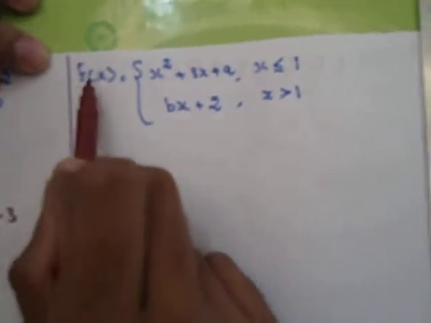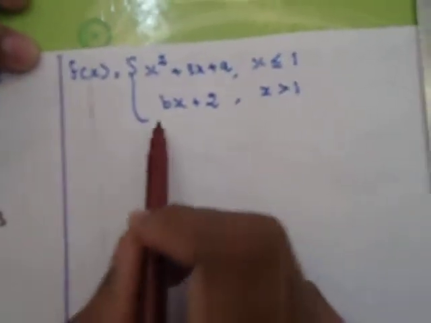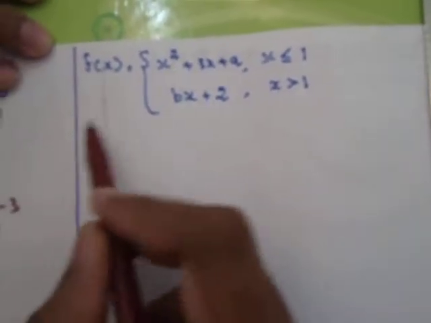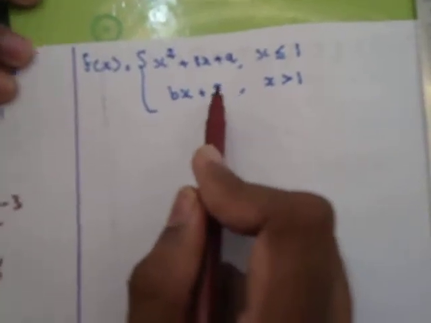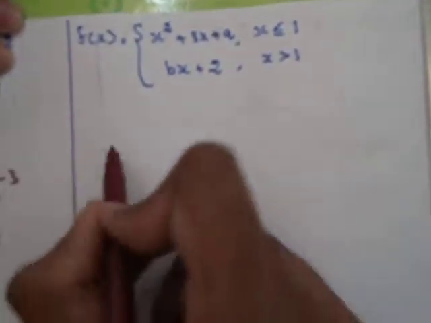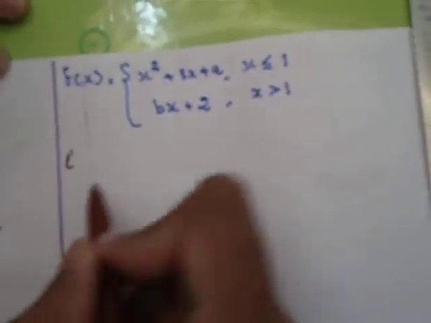In this question they have given a function that is x squared plus 3x plus a when x is less than or equal to 1, and bx plus 2 when x is greater than 1. So this function is given to be differentiable and we have to find the values of a and b. So if this function is differentiable, the left derivative should be equal to the right derivative at 1.